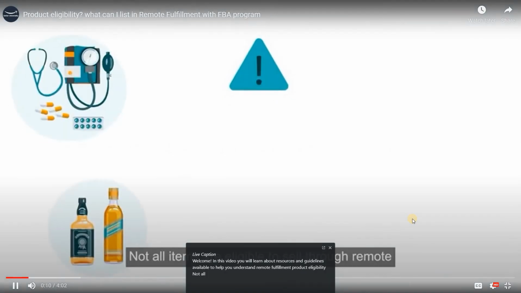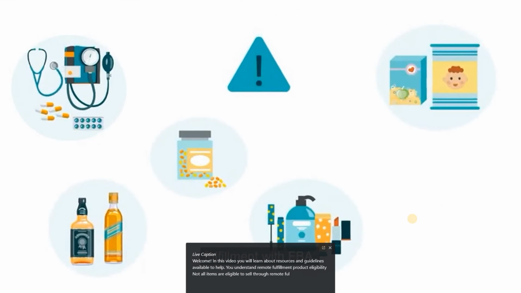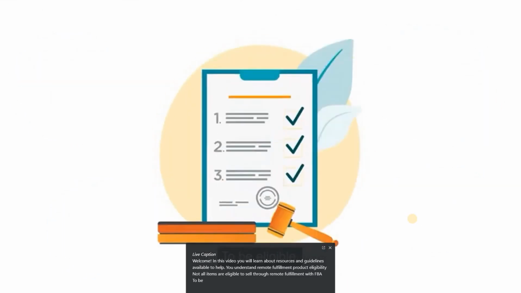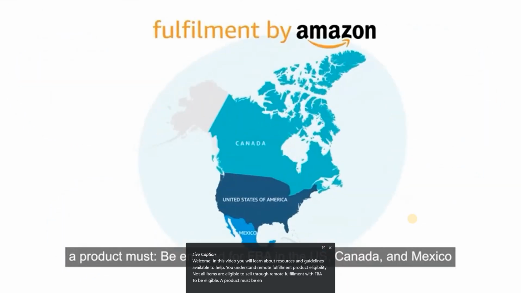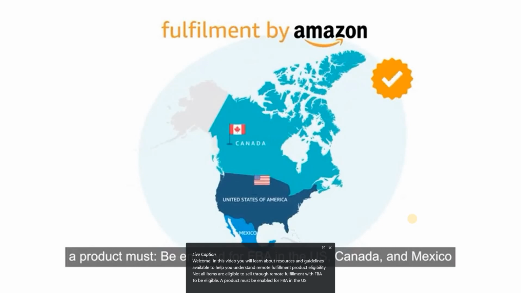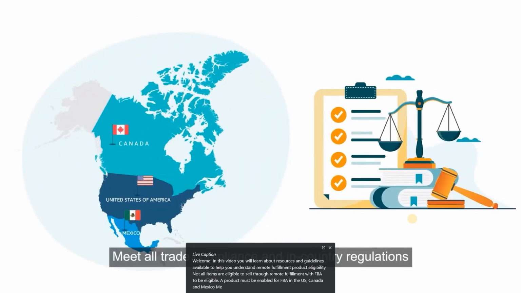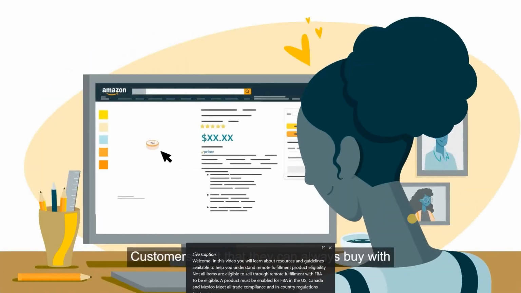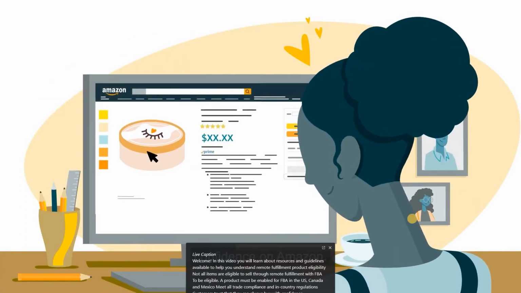In this video, you will learn about resources and guidelines available to help you understand remote fulfillment product eligibility. Not all items are eligible to sell through remote fulfillment with FBA. To be eligible, a product must be enabled for FBA in the US, Canada, and Mexico, meet all trade compliance and in-country regulations. Customers trust that they can always buy with confidence on Amazon.